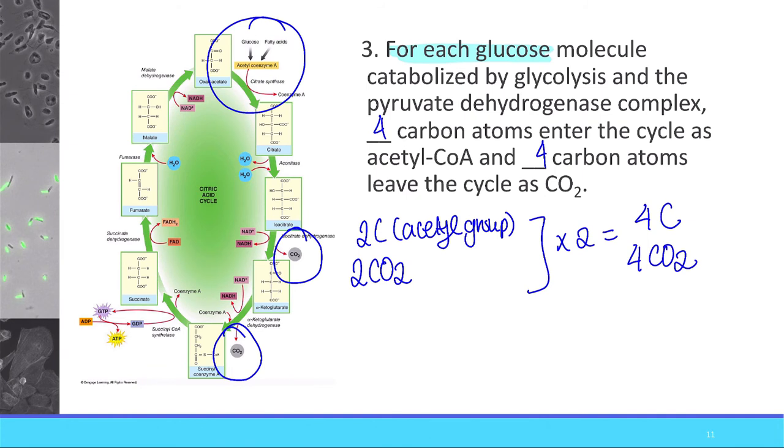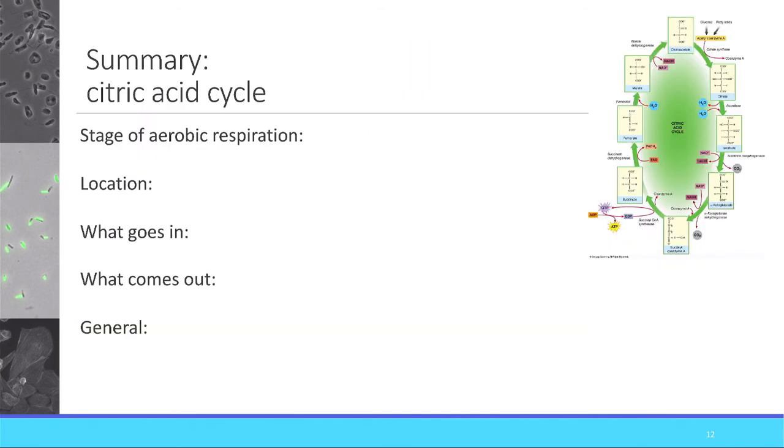So hopefully you all are with me. Again, the key here is to remember that the citric acid cycle, we have to go through it 2 times per glucose molecule. If you have any questions, please let me know. I can go through this with you one-on-one as well. Feel free to contact me in any of the ways that are listed in our syllabus.